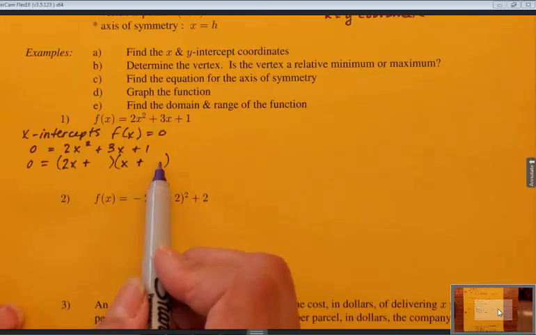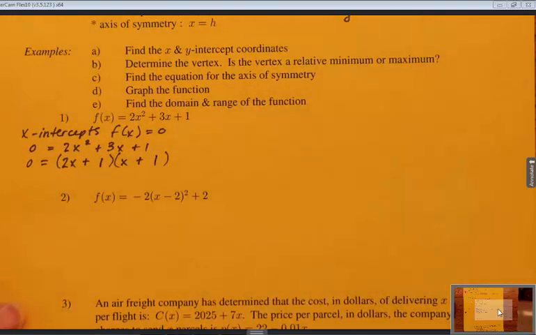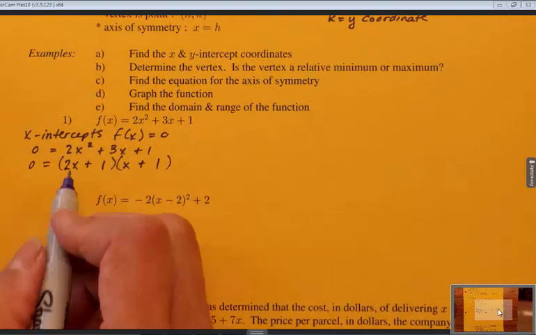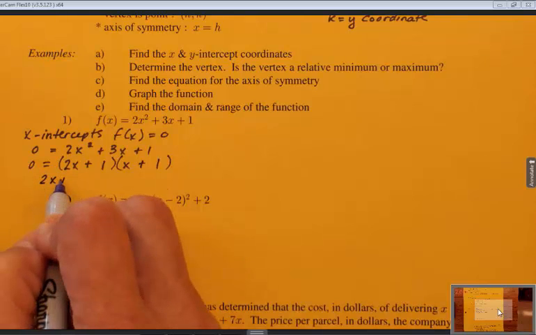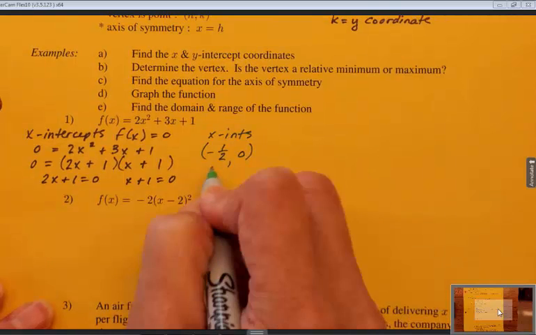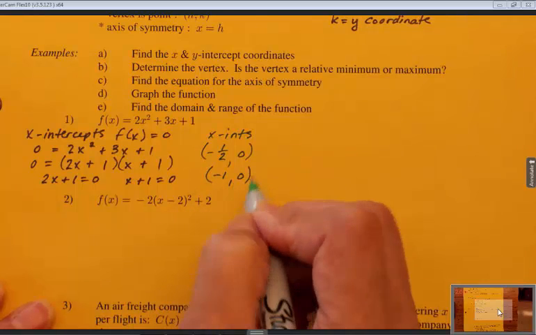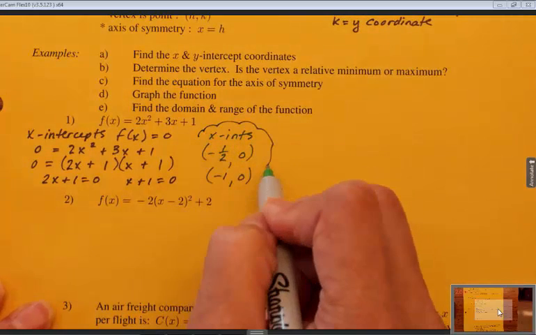Take each one of your factors, set them equal to 0. So take 2x plus 1, set it equal to 0. Take x plus 1, set it equal to 0. Solve for x. So your x-intercepts should have coordinates, what? So remember, if we're talking about intercepts, one of your coordinates is going to be 0.